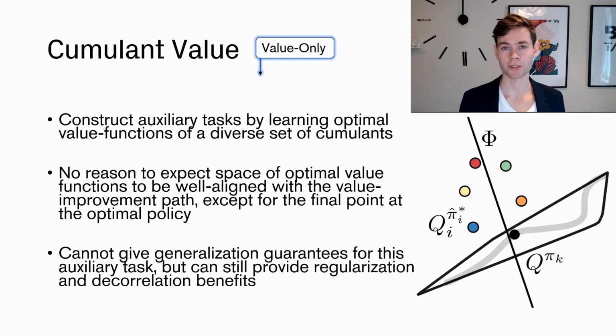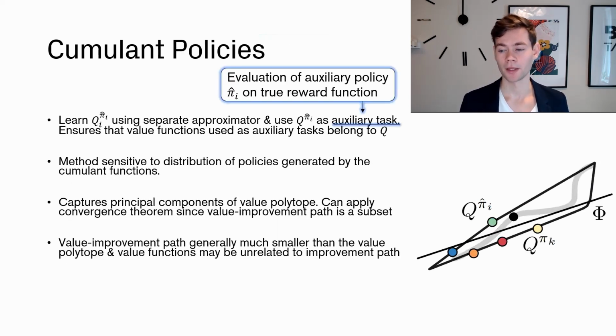We can, however, restrict them if we ensure that the auxiliary tasks that we use in some way come from the space that we want to end up in. Now, how do we do that? The answer, or one answer to that problem, is something called cumulant policies.